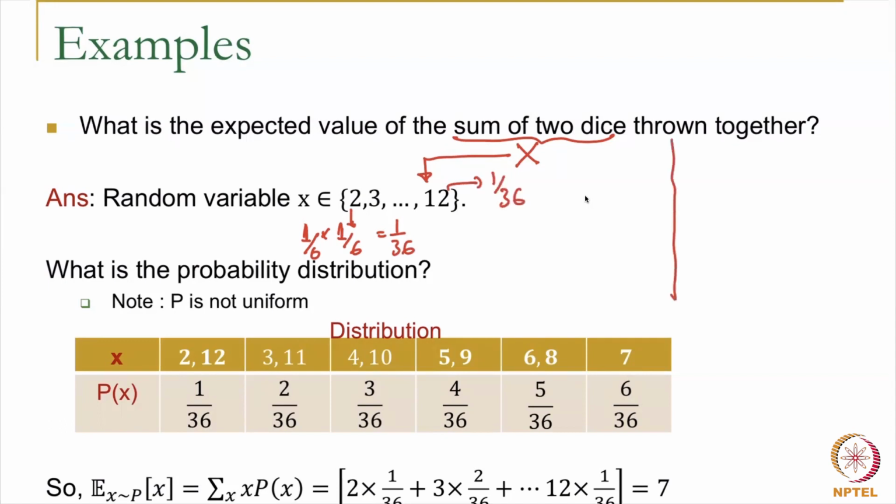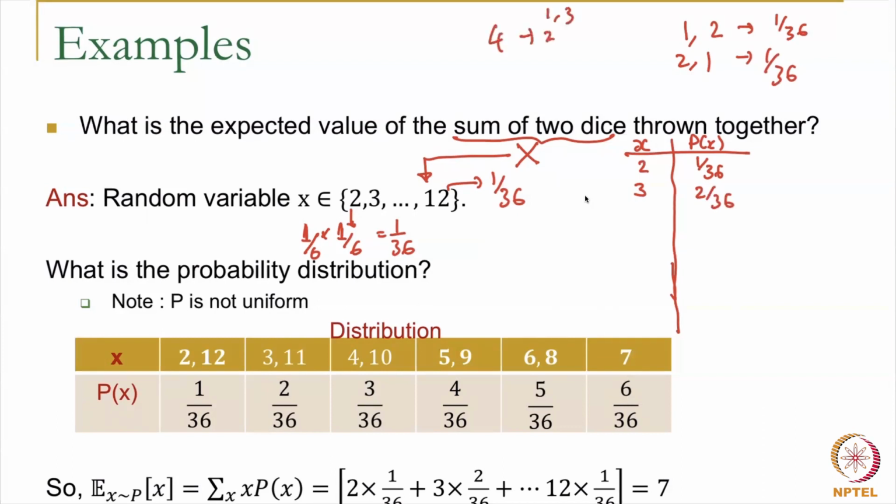So you can now draw sort of a probability table of value of X versus P of X. So 2, the probability is 1 by 36. 3 can occur as 1, 2 or 2, 1. So the probability now becomes 1 by 36 for this and 1 by 36 for this, basically 2 by 36. Okay. 4 can occur in 3 ways, 1, 3, 3, 1, and 2, 2. So on and so forth. You can now draw a table.